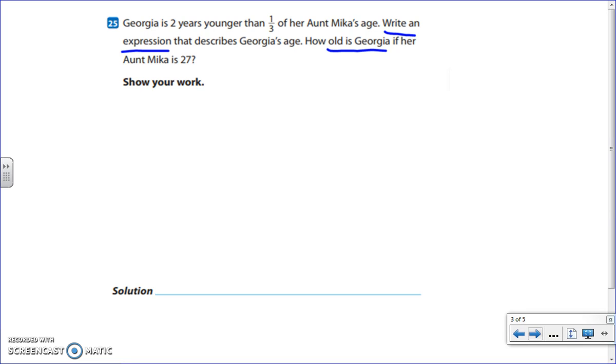So when it says the word younger, this actually reminds me of subtraction. And she is 2 years younger than 1/3 of Aunt Micah's age. Now, we don't know what Aunt Micah's age is, and so in this case that's going to be our variable. It says 1/3 of Aunt Micah's age, so 1/3 of indicates multiplication, Micah's age, which we don't know, so I'm going to call the unknown x again, and that represents Aunt Micah's age.